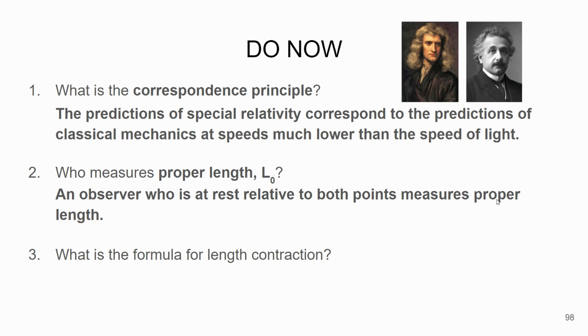And what's the formula for length contraction? It's this: L, observed length, is equal to L naught, proper length, times the ugliness term, square root of 1 minus v squared over c squared.